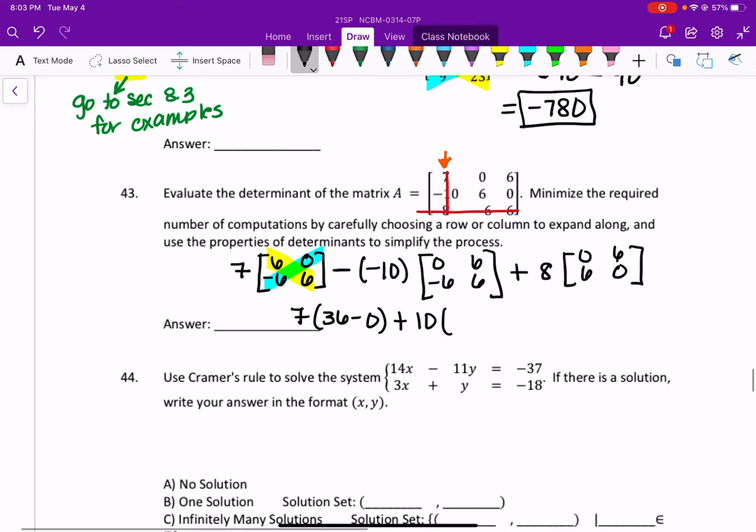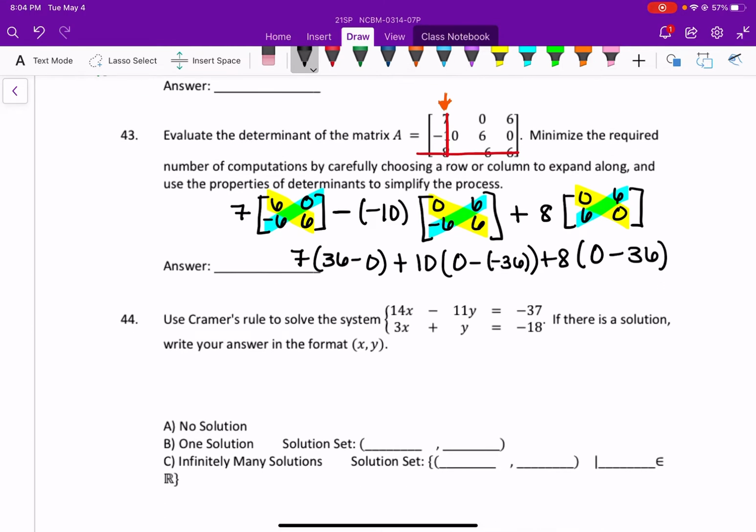Again, doing our determinant here. Going on our first diagonal, we get 0. Minus, going on our second diagonal, we get a -36. So minus a -36. Plus 8. Again, doing our diagonal here, 0 times 0 is going to give us 0. Minus 6 times 6, which is going to give us 36.